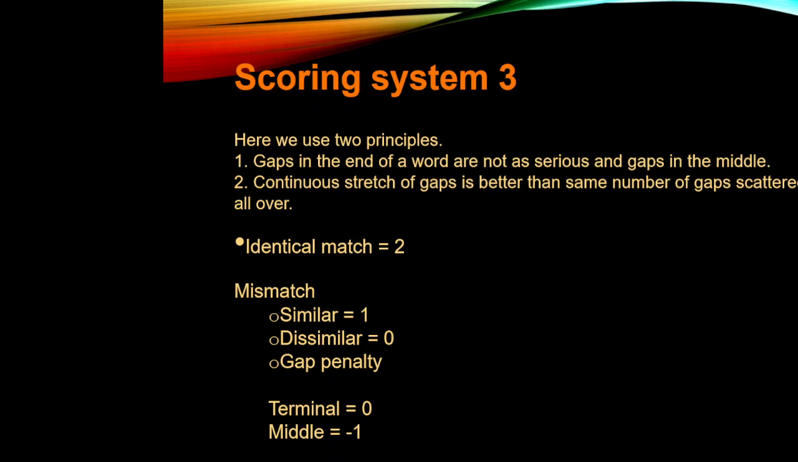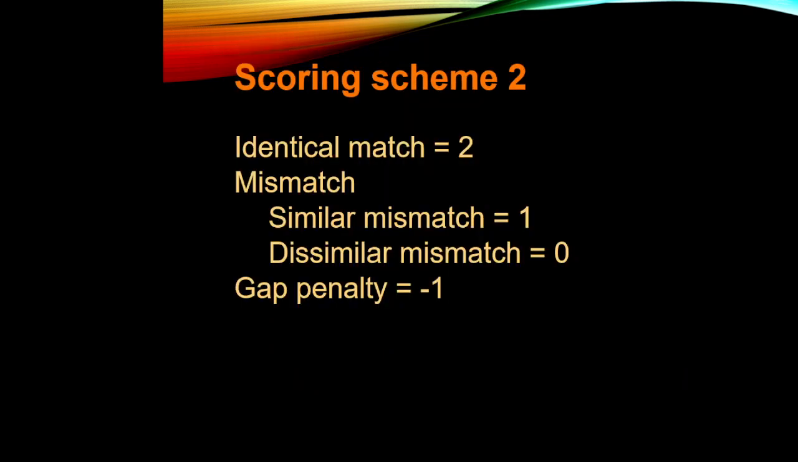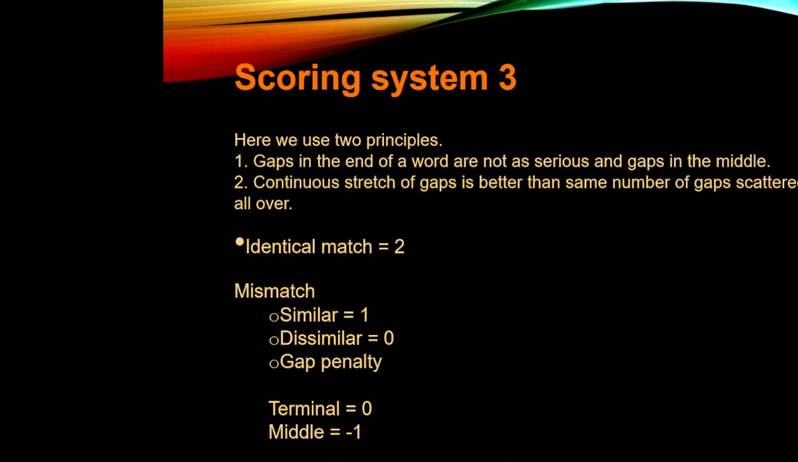Now we are improving it once again. Scoring system 3: we are modifying it in a different way. If there is a match, we always give 0. For a similar mismatch we are giving 1, and for a dissimilar mismatch we are giving 0. For the gap penalty, earlier we gave -1 as the value, but here we are modifying that rule again.